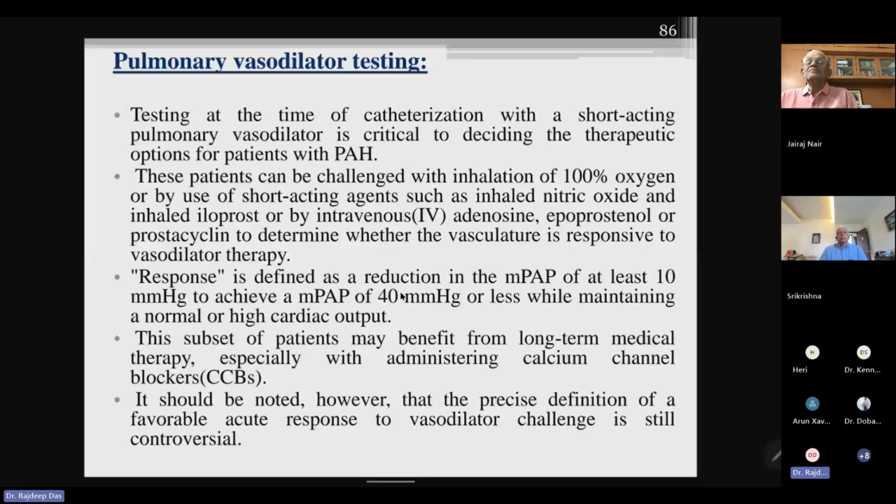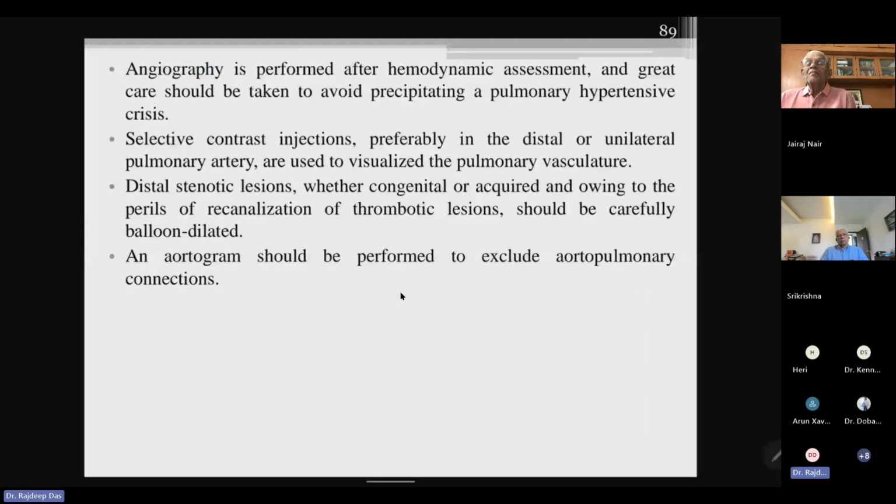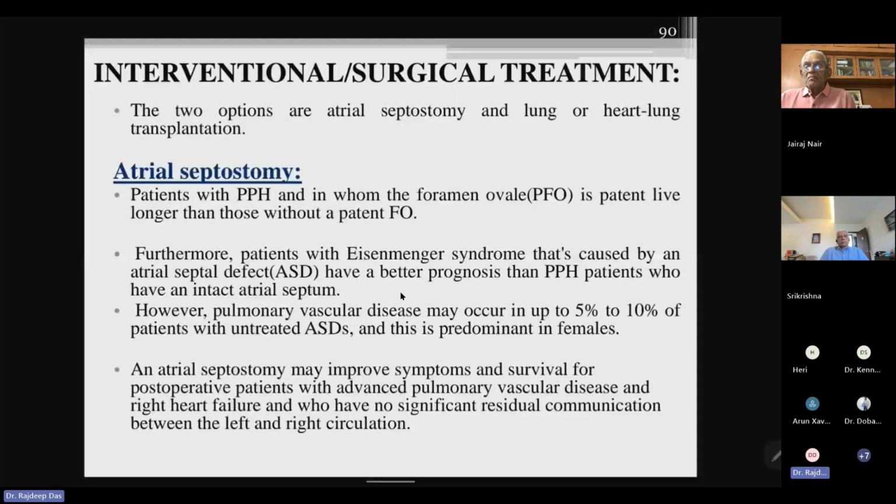So the last option for the severe PH patient, the interventional surgical treatment, we have the option of atrial septostomy. In patients with persistent pulmonary hypertension in whom the foramen ovale is patent, it is seen that they live longer than those without a patent foramen ovale. Furthermore, patients with Eisenmenger syndrome caused by atrial septal defects have a better prognosis than PPH patients who have an intact atrial septum. So from there, the atrial septostomy idea was born.